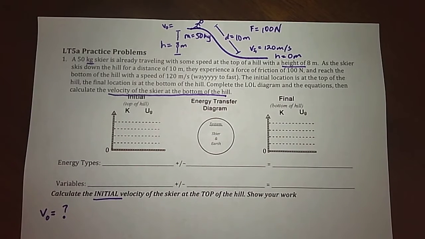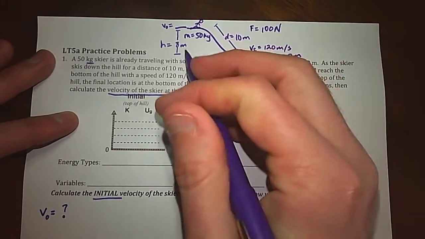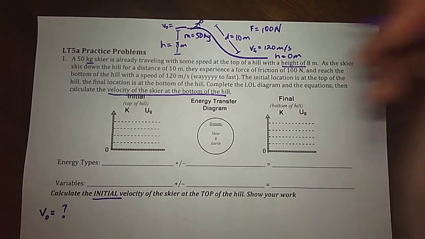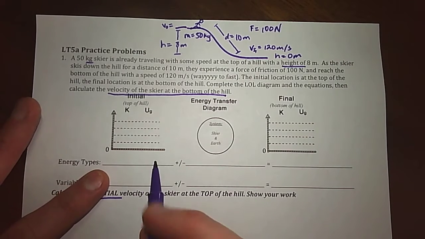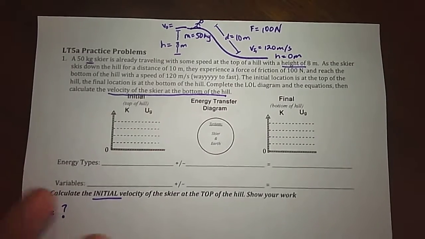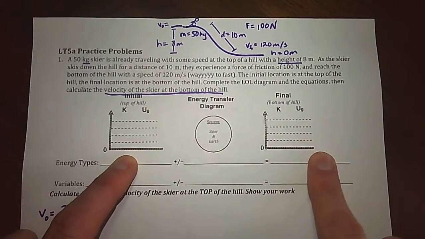Okay. And then the next thing we always want to do is just write down all our known variables, which we've done thus far, right? Height, mass, distance, force, final velocity, final height. But in order to choose the right equation, we have to build that equation. And how we're going to build the equation is with the LOL diagram.